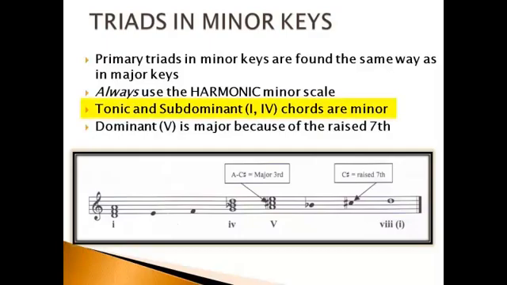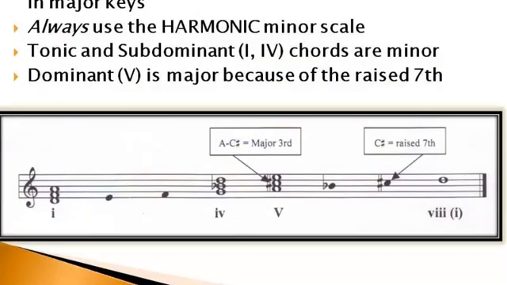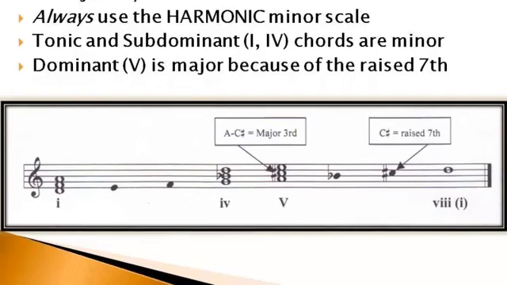In minor keys, the tonic and the subdominant, which are 1 and 4, are always minor chords, whereas the dominant is always, always, always a major chord because of the raised seventh. If you look at the example on the screen, we have D minor, that was the D minor harmonic scale.